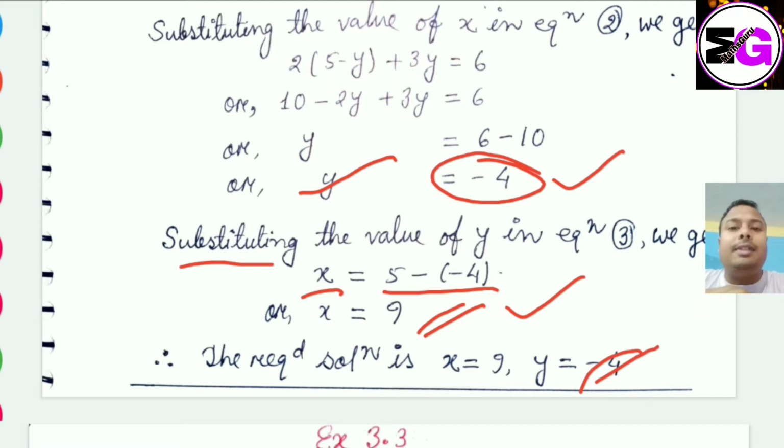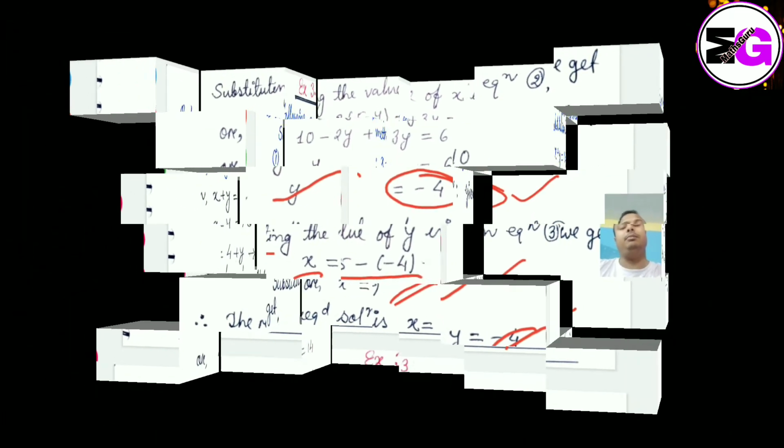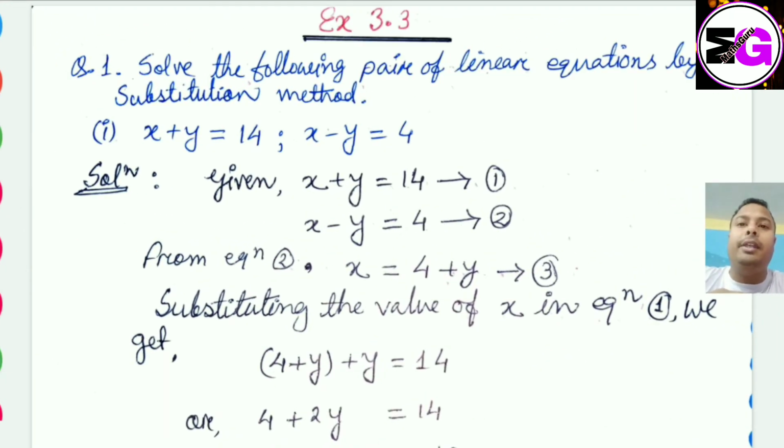Next we will do some exercise problems, with the help of which you will understand the questions better. The first question: solve the following pair of linear equations by substitution method. Number 1: x plus y equals 14 and x minus y equals 4.